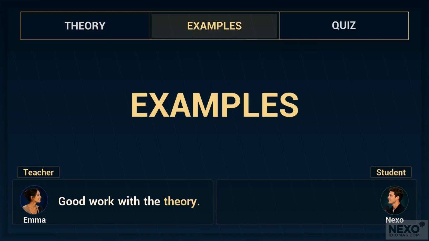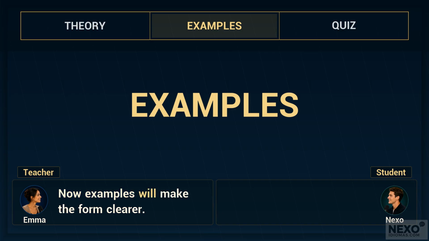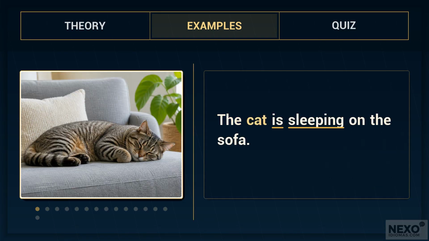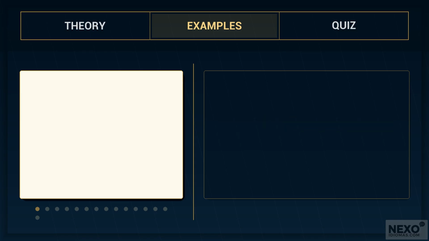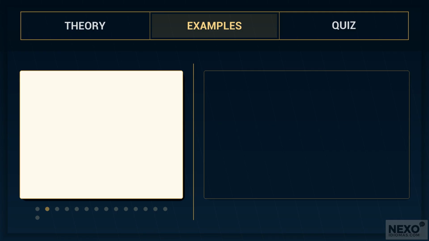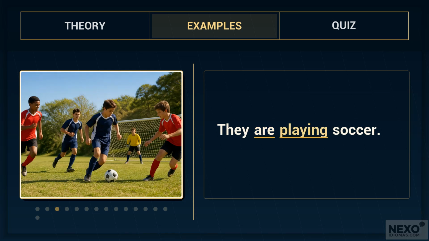Good work with the theory. Now, examples will make the form clearer. I like short examples. The cat is sleeping on the sofa. I am eating an apple. They are playing soccer.